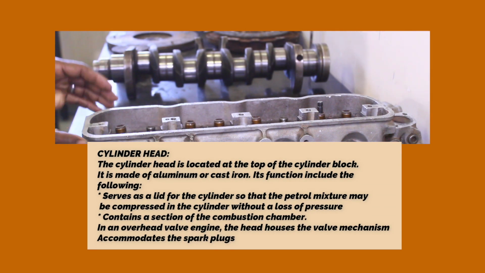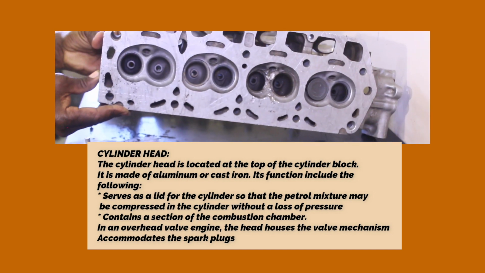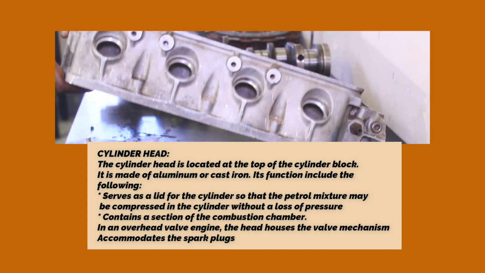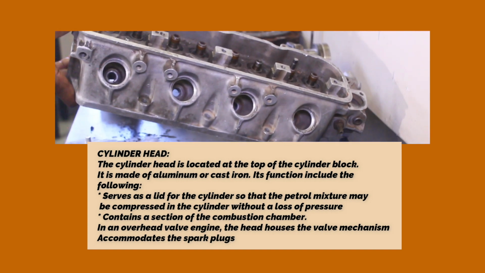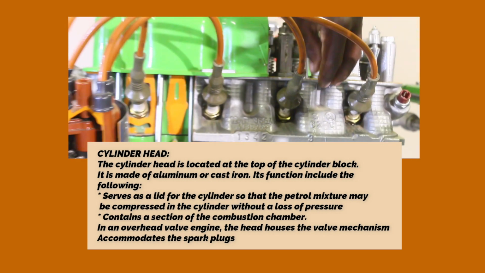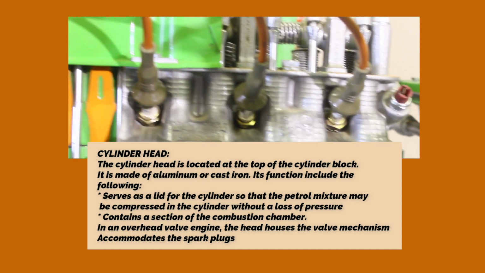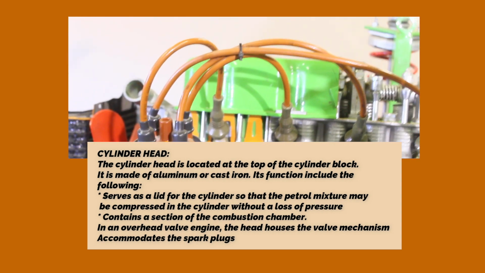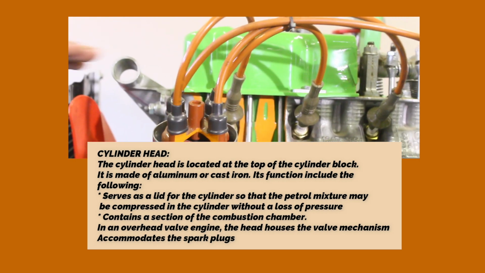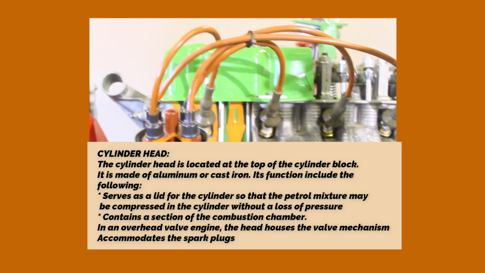Cylinder head. The cylinder head is located at the top of the cylinder block. It is made of aluminium or cast iron. Its function includes the following. Serves as a lid for the cylinder so that the petrol mixture may be compressed in the cylinder without a loss of pressure. Contains a section of the combustion chamber. In an overhead valve engine, the head houses the valve mechanism, accommodates the spark plugs.